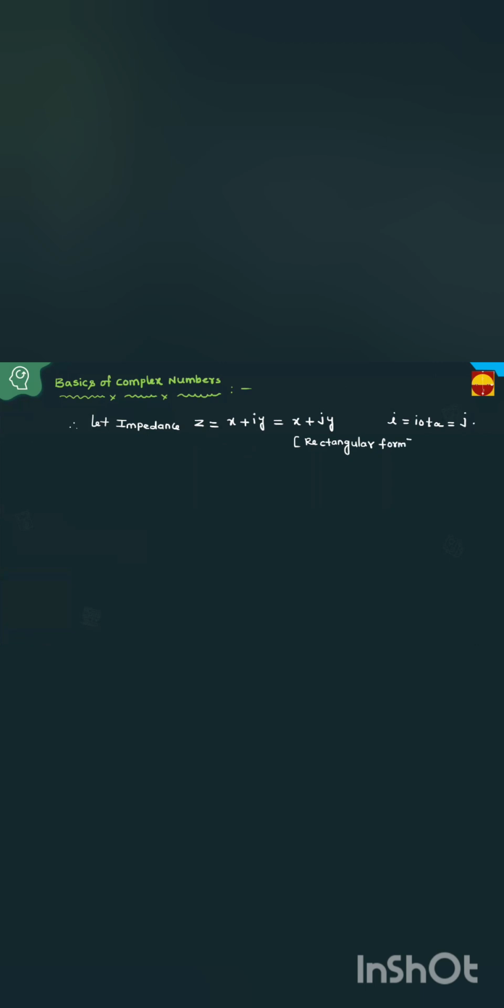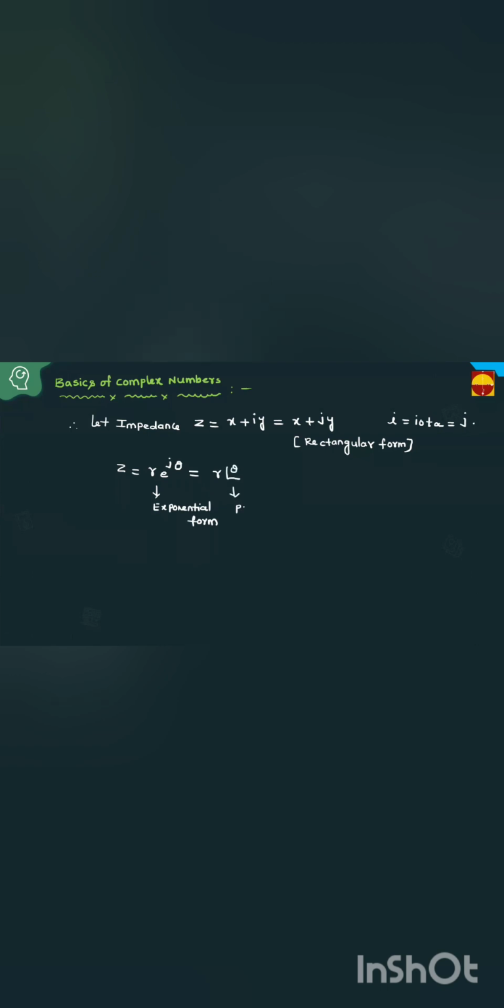This is rectangular form. You can also write in exponential form. In exponential form, this is Z equal to R into e power j theta. This is in exponential form. You can also write R at angle of theta.